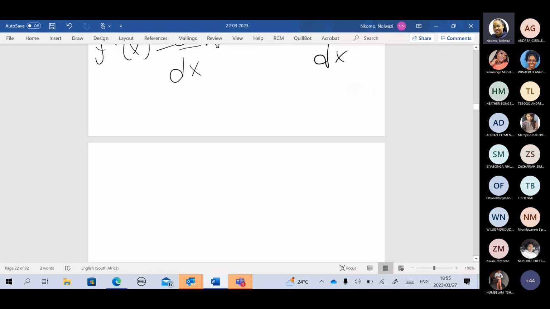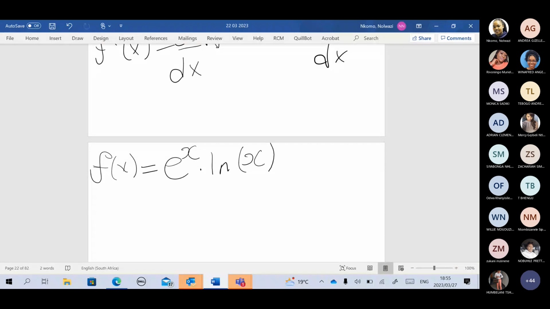Suppose we are given our function as in f at x equals e to the power x times ln x, right? Suppose we are given our function in this form. You see, we have our function as a product of two functions. Function one is e to the power x, and function two is ln x. We said if we have a product of two functions, we need to use a product rule.